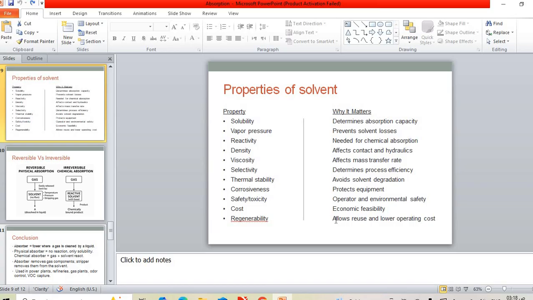Regenerative: you can regenerate the solvent back. For example, as I mentioned, with ammonia and water, we can send both to a stripper and get the water back from the ammonia and use it again in the absorption tower.